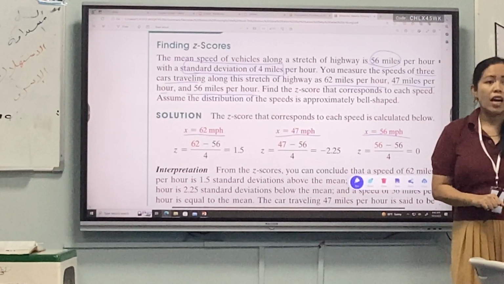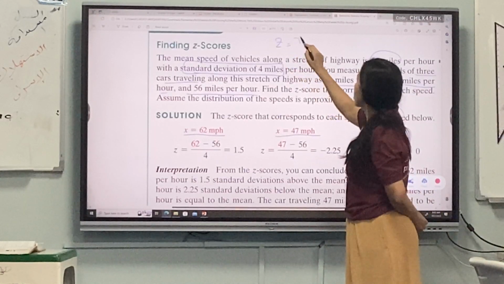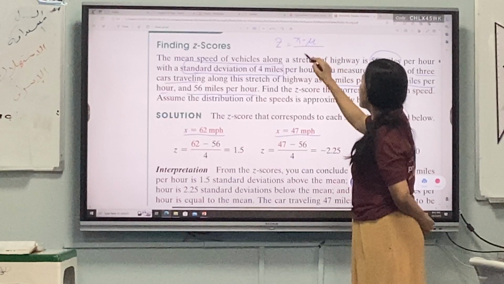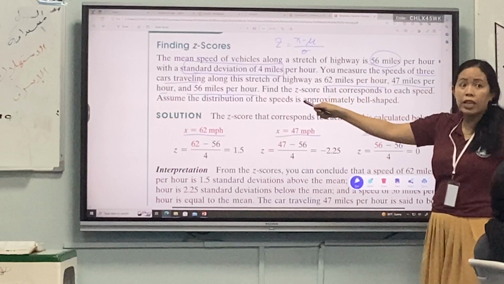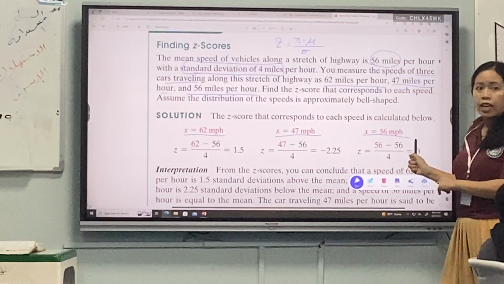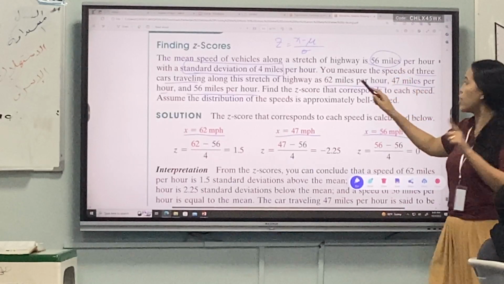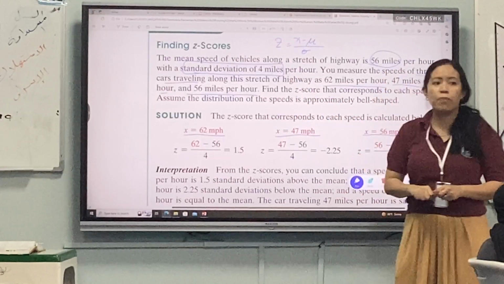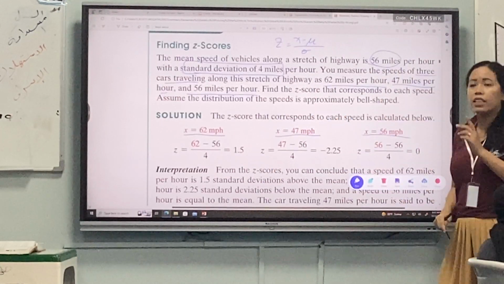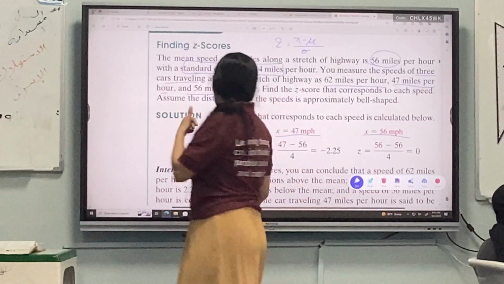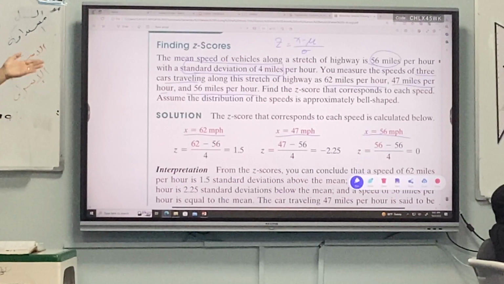What's the formula? The z-score is equal to x minus mu over standard deviation. Since you have three cars traveling, 1, 2, 3, and you have only one mean, which is 56 miles per hour, and one standard deviation, which is 4 miles per hour, that's why you will compute 1, 2, 3. Now, my question is, what does it mean? What is the answer for z-score 1, z-score 2, and z-score 3?